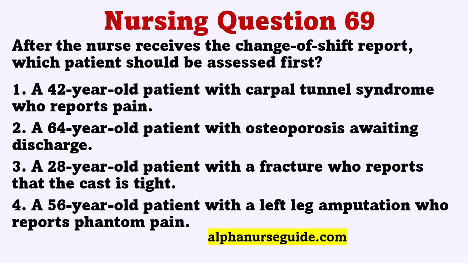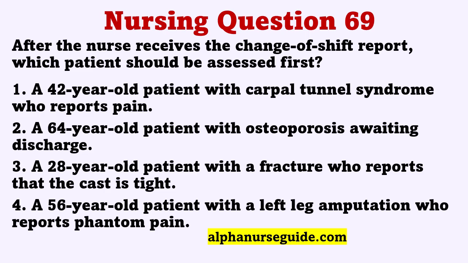After the nurse receives the change of shift report, which patient should be assessed first? 1. A 42-year-old patient with carpal tunnel syndrome who reports pain. 2. A 64-year-old patient with osteoporosis awaiting discharge. 3. A 28-year-old patient with a fracture who reports that the cast is tight. 4. A 56-year-old patient with a left leg amputation who reports phantom pain.